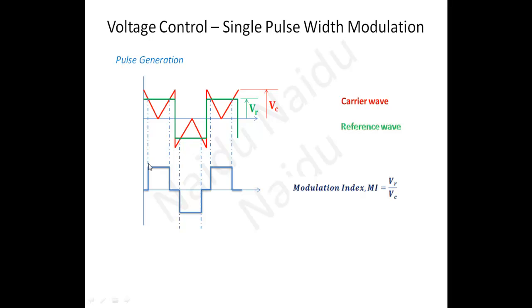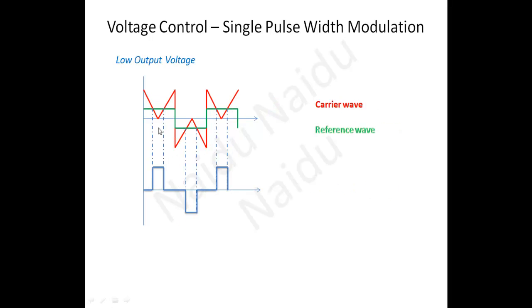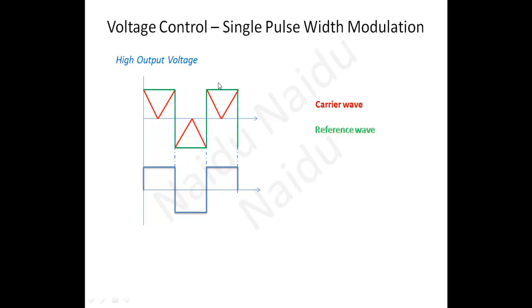You can see that. Suppose you want a very low voltage. How to get the low voltage? We need to change the pulse width of the output voltage. If you want low voltage, a low pulse width is required. If you reduce the amplitude of this square wave, you can see that the pulse width is reduced, so that you can get the low voltage. If you want the output voltage to be more, then we need to increase the amplitude of the square wave, and then you can see that the pulse width is increased.